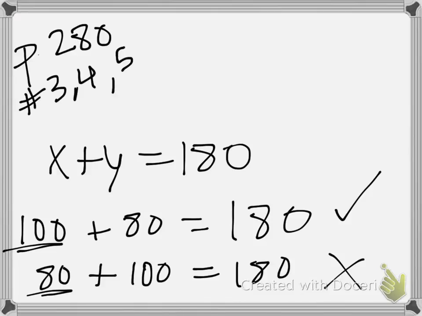Alright, number 4. If x and y are right angles, then x and y are supplementary angles. On number 4, you should have written that that is always true.